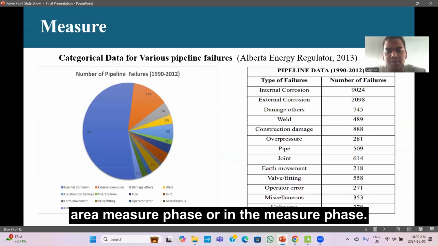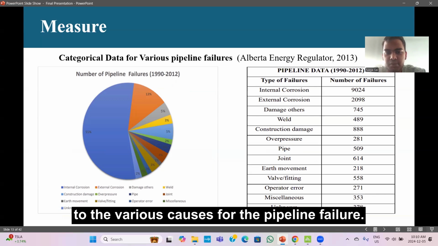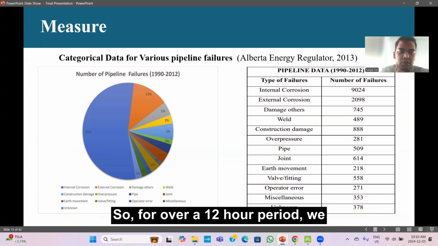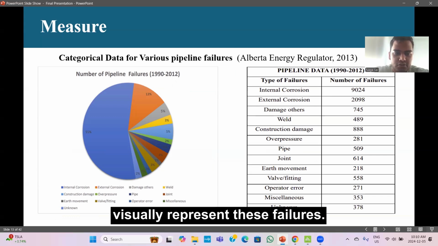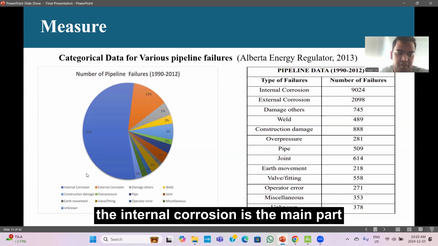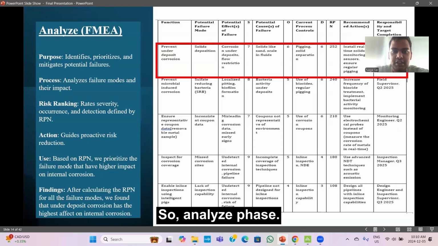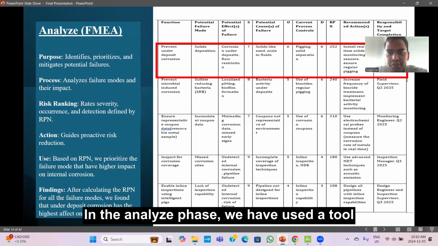Measure phase. In the measure phase, we have collected all the categorical data related to the various causes for the pipeline failure. Over a 12-hour period, we have used the pie chart tool to visually represent these values. From the pie chart, we can see that internal corrosion is the main part, having 55% of the contribution.